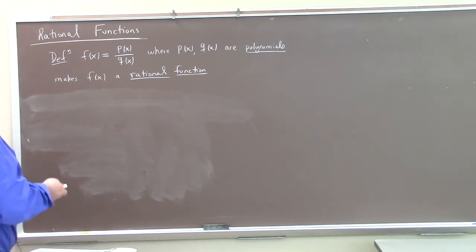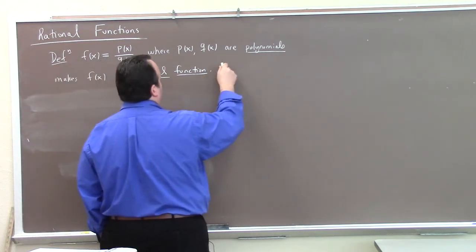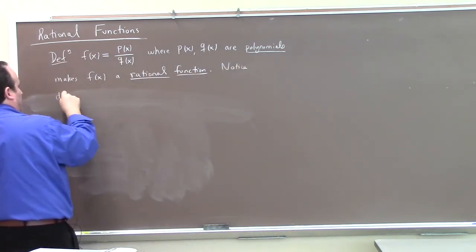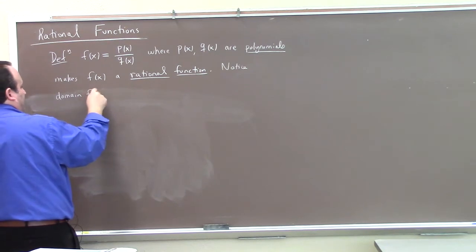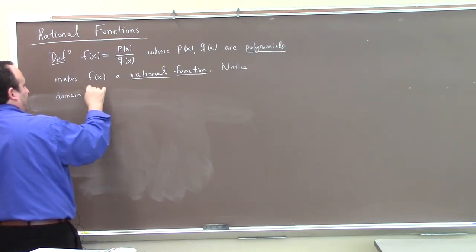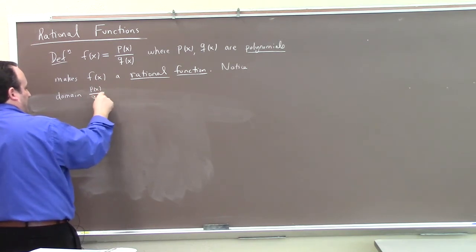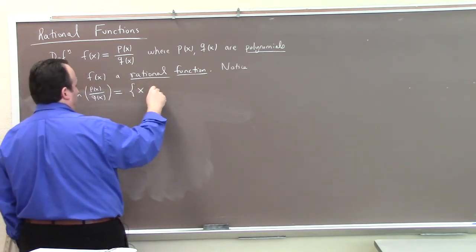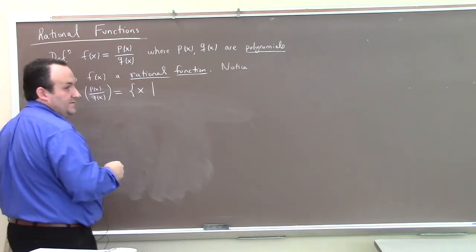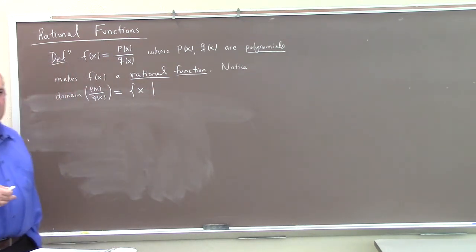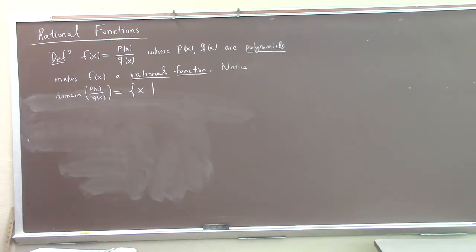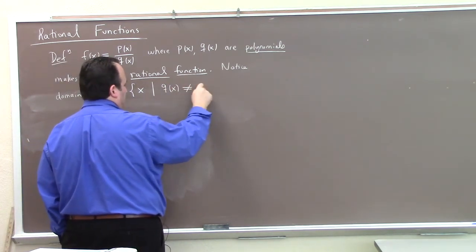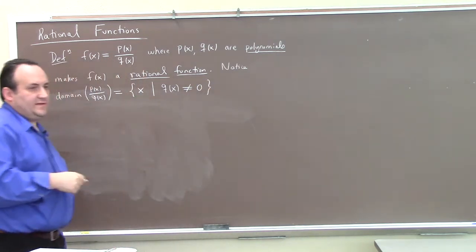And what's the domain of a rational function going to be? You tell me, what's the domain of f of x in this case? I'll say the domain of p of x over q of x, just to be more to the point. It's going to be x such that what? What breaks this formula? What makes the formula not make sense is division by 0, right? So the domain is just x such that q of x is not equal to 0. So that's the domain.